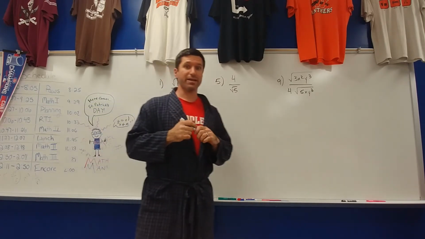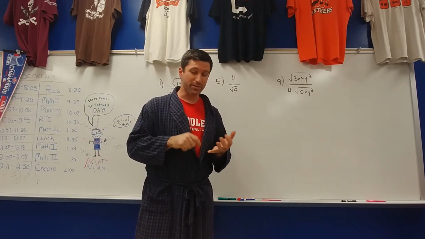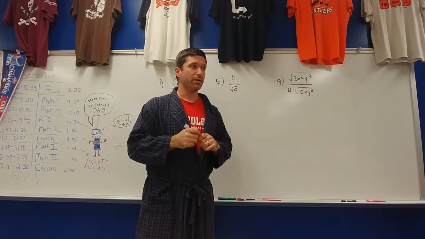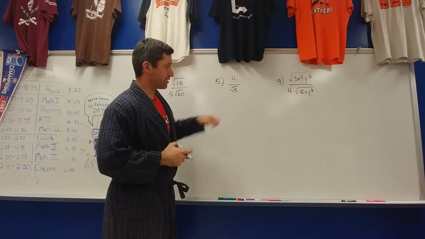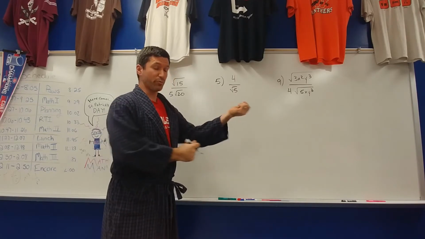Okay, let's try number 1. So this is our lesson on dividing radicals. So far we have added and subtracted them. We have multiplied them. We haven't done much with dividing other than rationalizing the denominator. You see that right there. So we will be doing more of that.